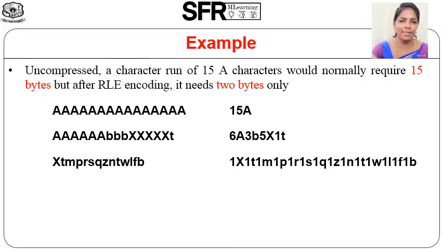Just go through the last example. This is the best example of why run length encoding is not suitable for BMP type files. In many images, as I told you earlier, we may get different intensity values. At that time, instead of compressing, the data will get expanded, as shown in the third example. Here X, T, M, P, every intensity value appears only once, so encoding expands the data.